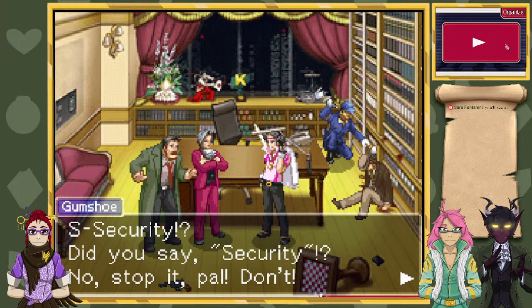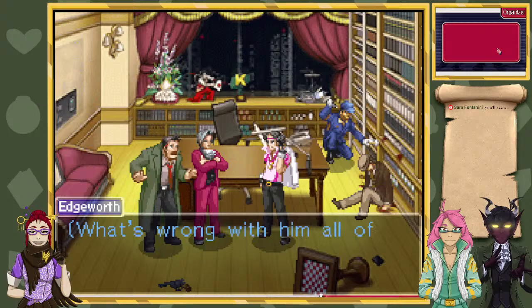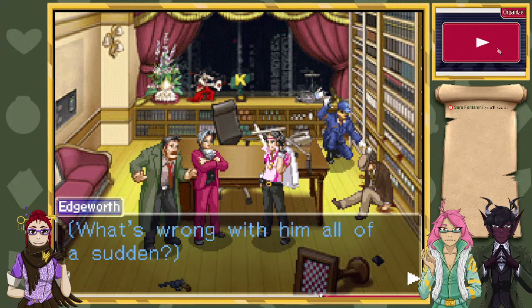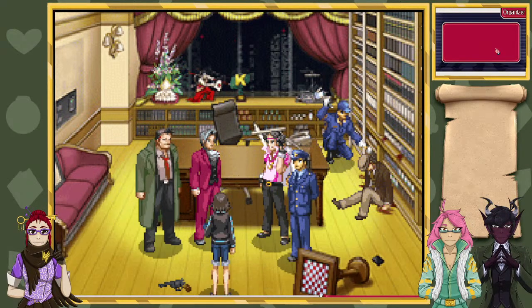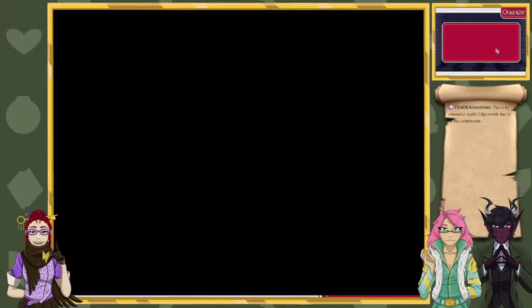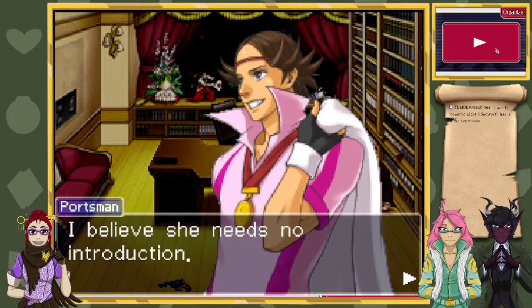Security? Did you say security? No, stop it, pal, don't! Is it going to be Old Bag? Oh, fuck. Oh, no, please, god, if it's Old Bag. No, no, no. I mean, if it is, that means I'll actually have some lines tonight. I'm just the officer in the corner with the popcorn. Oh, it's Maggie! Wait, is it? It looks like her hair!